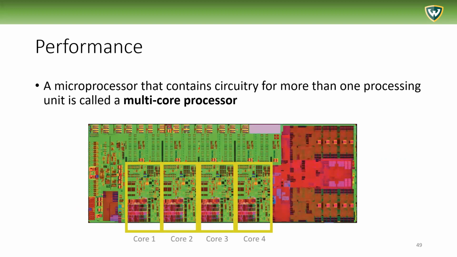A microprocessor that contains a circuit for more than one processing unit is called a multi-core processor. And many of the processors now in your regular laptops, so when you see something like the Intel Core i5, it has multiple cores inside the chip itself to do the control and to do the arithmetic logic, to do that processing of the data as needed.